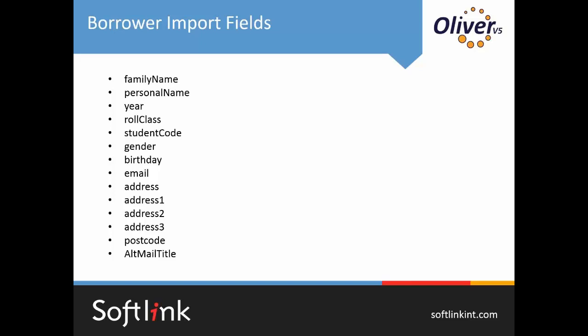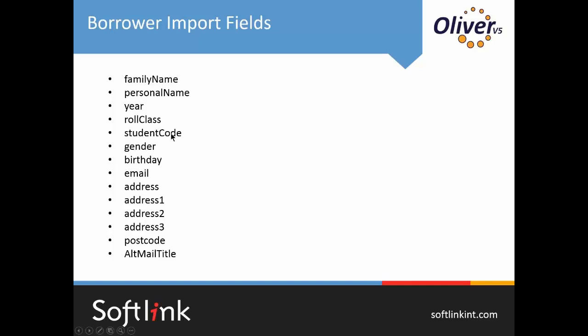So the core information that you might want to enter in is the family name or surname, the personal name, given name, the year, so that's the scholastic year, the roll class, form group, tutor group, however you address it, and the gender. So gender, it's M for male and F for female.